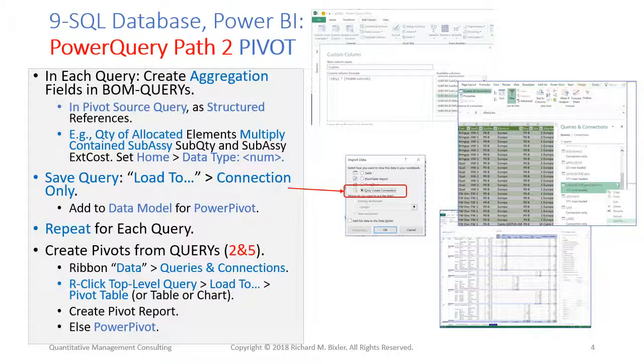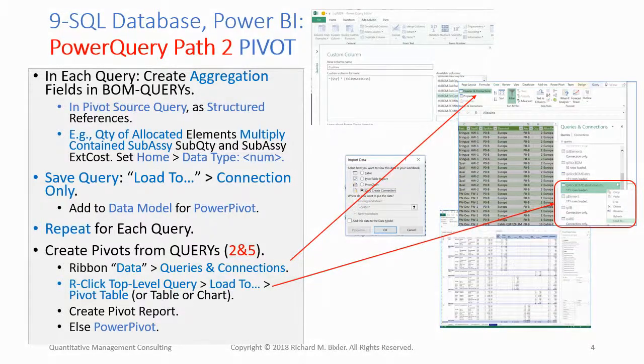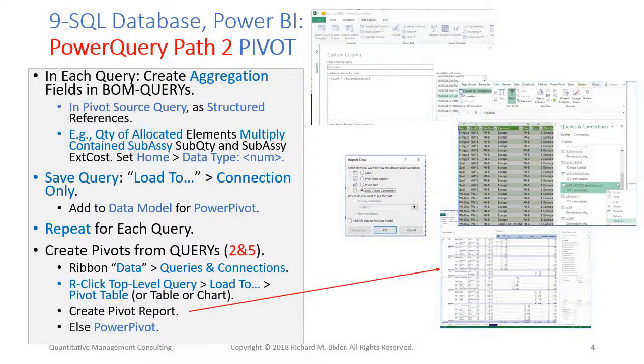So back on the previous slide to finish building the query. When that query is completed and loaded to a connection, you can use that connection to drive a pivot table. In Ribbon Data, Queries and Connections, in the Queries and Connections pane, right-click the query, select Load To, and select Pivot Table or Chart. Excel presents the Pivot Table Editor. Now you can build the pivot table.